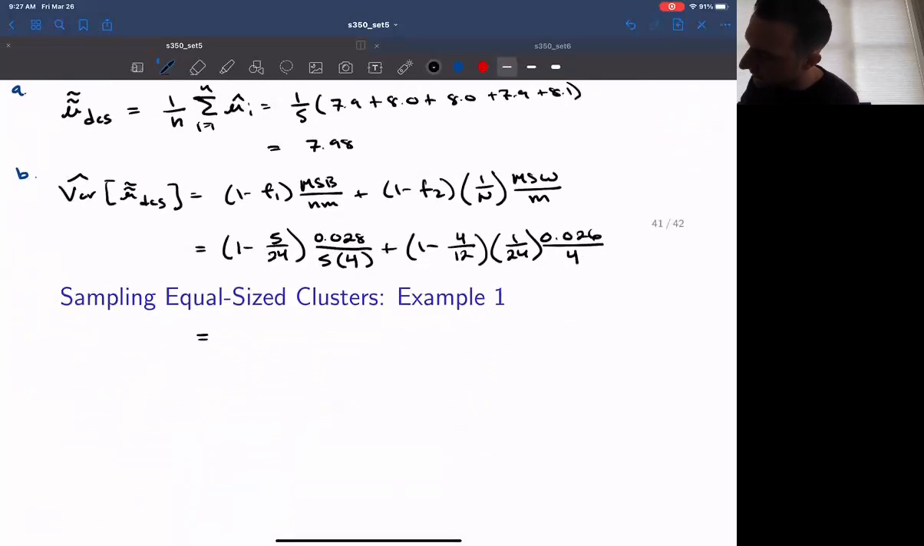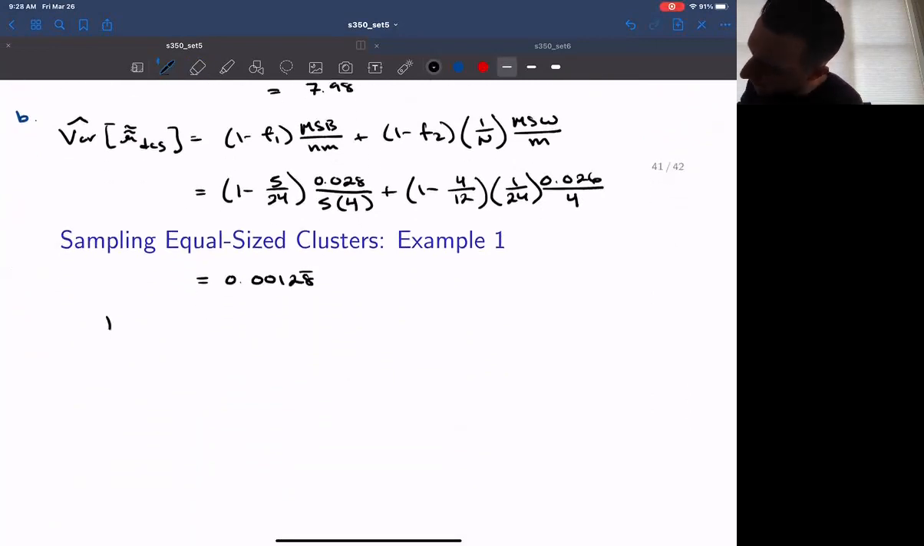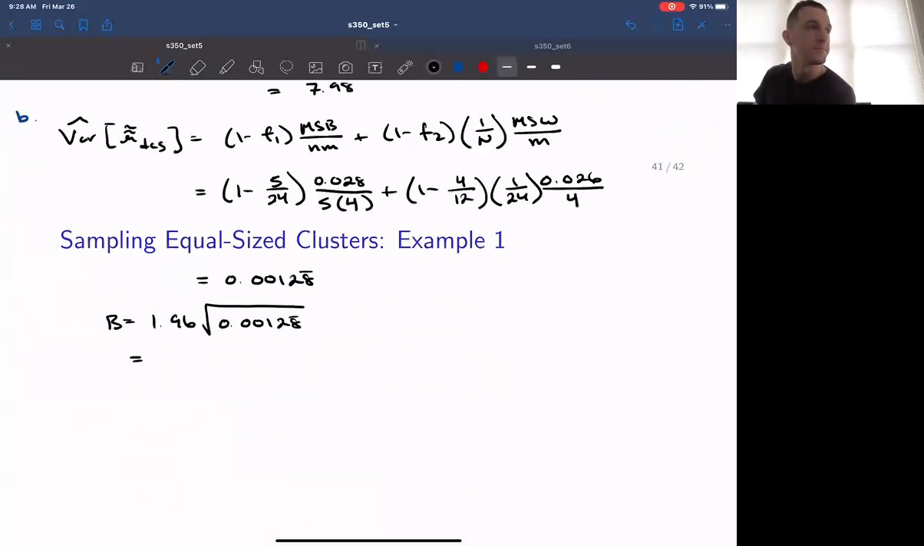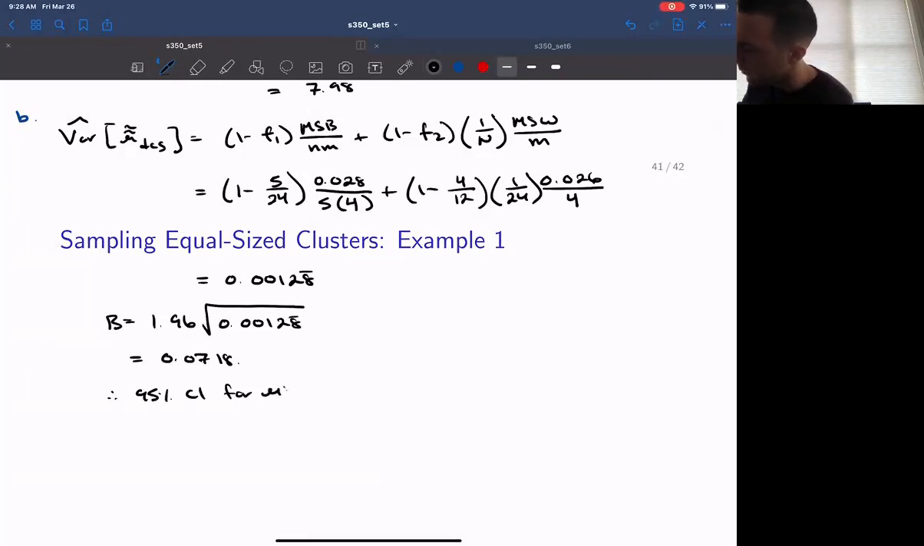All right, so then our variance estimate is going to be 0.00128, and then our bound is going to be 1.96 multiplied by the square root of 0.00128, and this is going to be 0.0718. Therefore, the 95% CI for mu will be 7.98 plus or minus 0.0718.